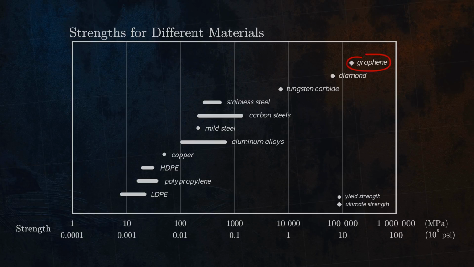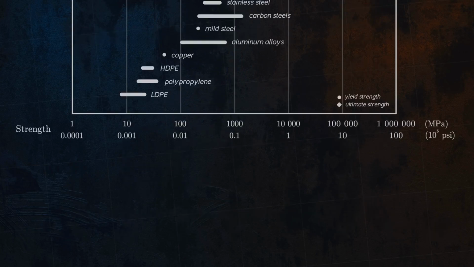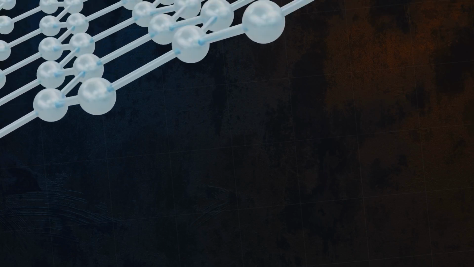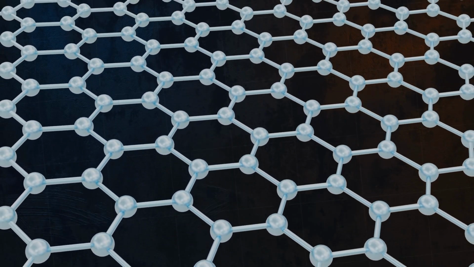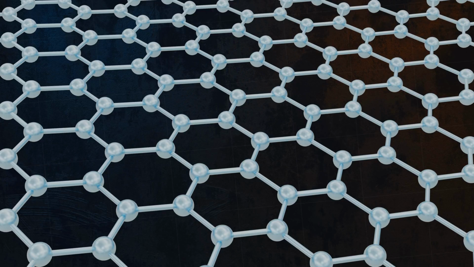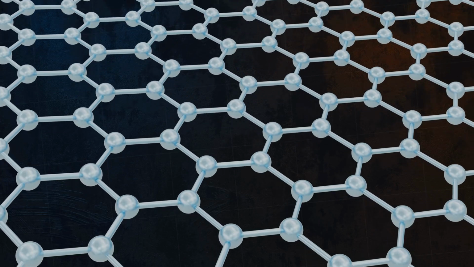Graphene is the strongest material to have ever been tested. It is a two-dimensional material made up of a single layer of carbon atoms arranged in a hexagonal lattice and linked by strong covalent bonds. Defect-free graphene has an ultimate tensile strength of up to 130 gigapascals, or 19,000 ksi.